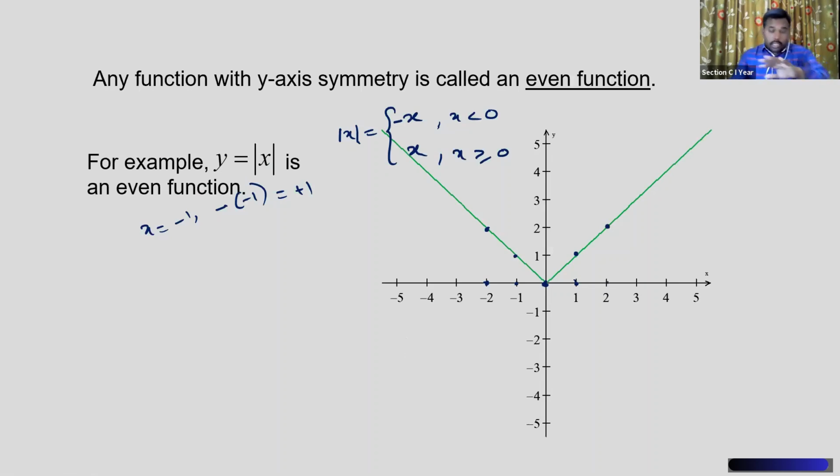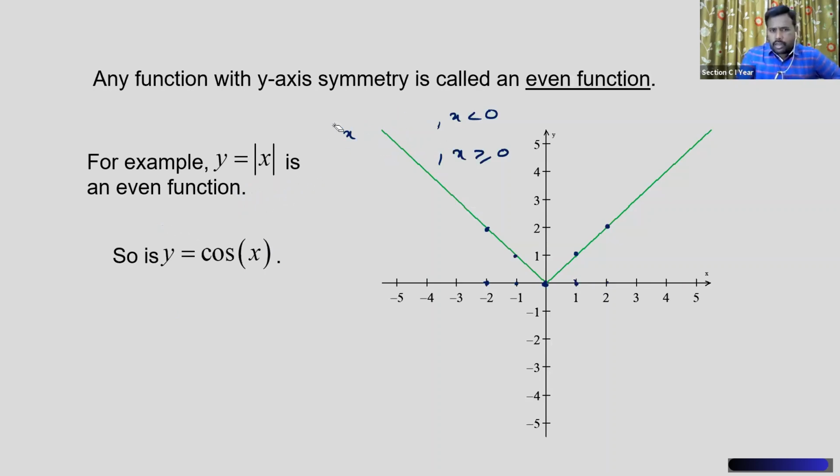See, this graph is absolutely symmetric about the y-axis. Since it is symmetric about the y-axis, you can understand it as an even function. So y equals mod x is also an even function. Then if you look at the graph of cos x, as we know, cos of -x is also plus cos x.